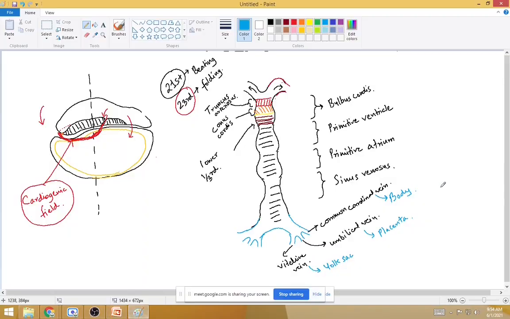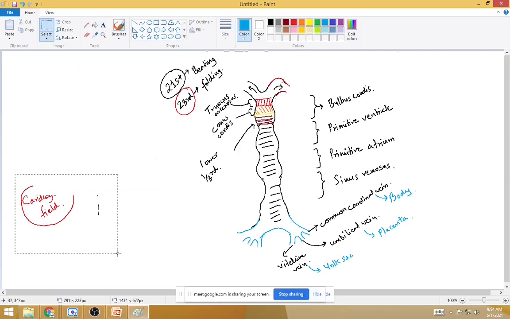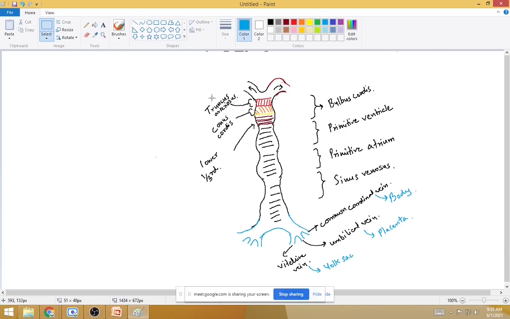Are you following now? Yes. So the vitelline vein is draining the yolk sac, the umbilical vein the placenta, the common cardinal vein the body. Now you have to memorize this, at least this, and only then will we be able to proceed further. Till here, is it okay? Yes, sir. So now shall we proceed? This is an important topic, so these things shouldn't be missed.